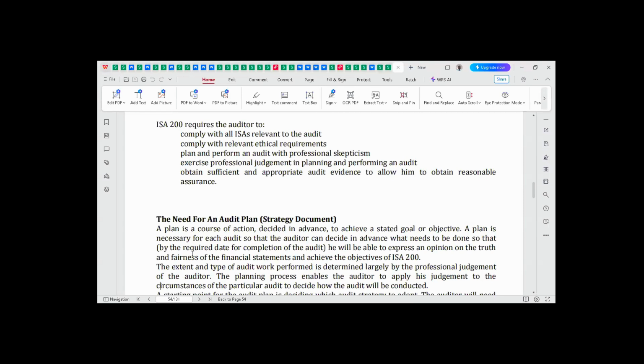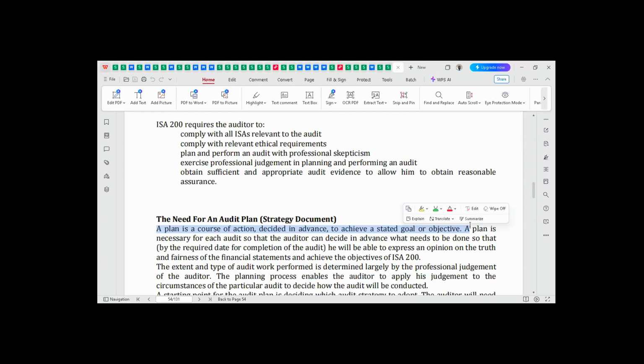Now we go on to the next one, the audit plan. What is an audit plan? An audit plan is a course of action decided in advance to achieve a stated goal or objective. Now, you want to write the November diet examination. November is like 3 or 4 months away. But you have set up that you want to become chartered by, let's say, December, when the result comes out. So you have to set your plan. It's a plan that is decided in advance.